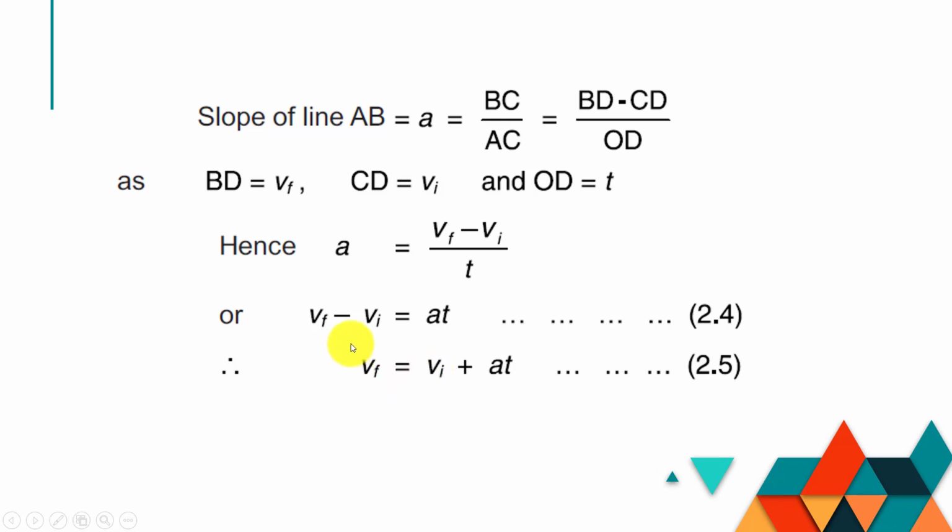Now we have the first equation of motion, which is equation 2.5. This is VF is equal to VI plus AT. That is final velocity is equal to initial velocity plus acceleration into time. This is our first equation of motion.